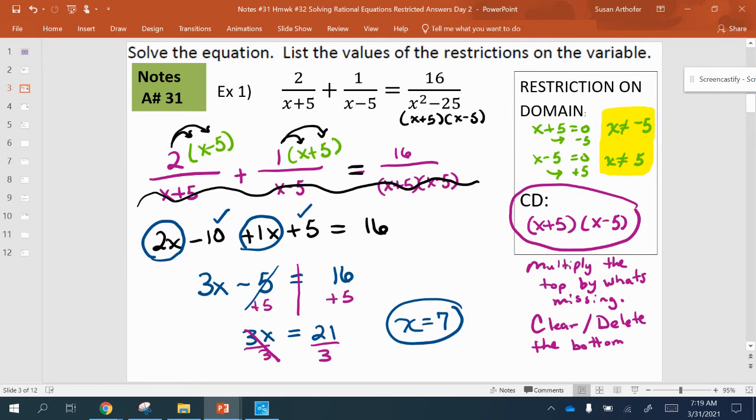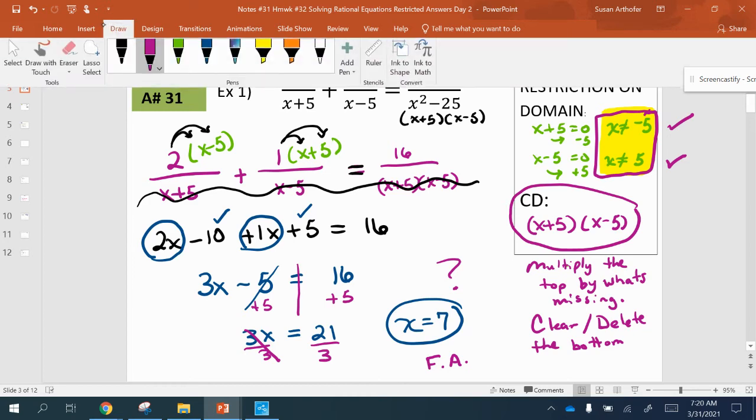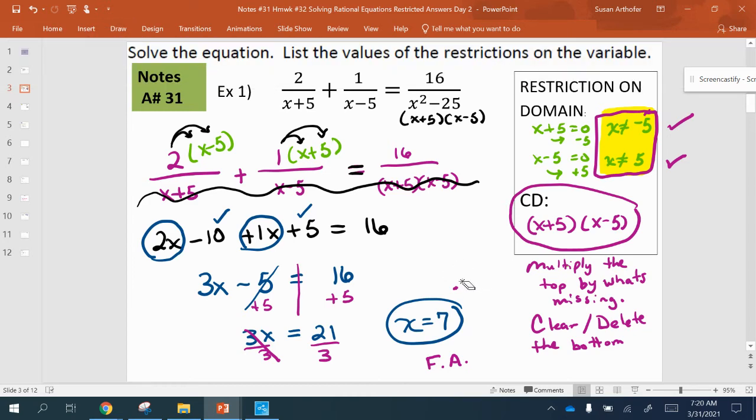Now check. Is 7 one of these numbers? No. So that means this is a good answer. Now, if when we had solved in here, it had come up to be x equals negative 5 or x equals 5, then we would have no solution. Everything is what we call extraneous. It wouldn't work. But since this one did not come up to be one of those restrictions, it's a good answer. x equals 7 is a good answer.